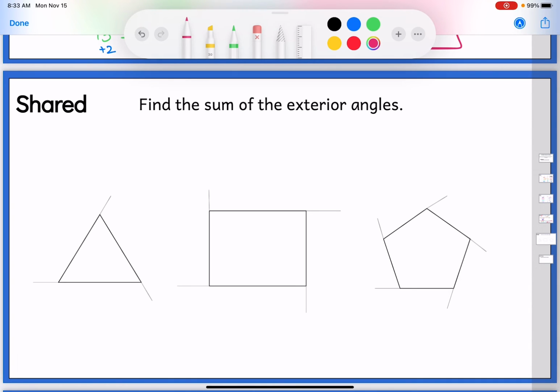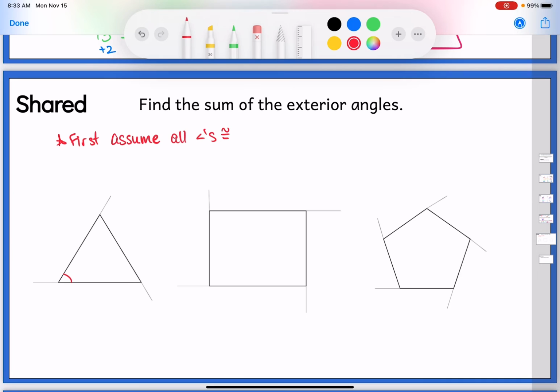All right, now we want to figure out what is the sum of these exterior angles? Now that's a little bit tricky. So what if we start off by assuming all the angles are congruent? So what if I assume all the angles are congruent?